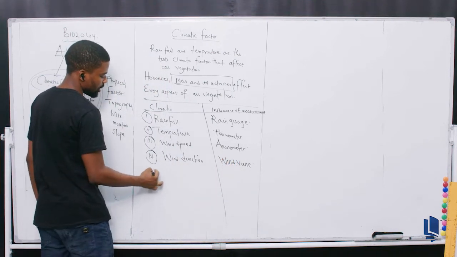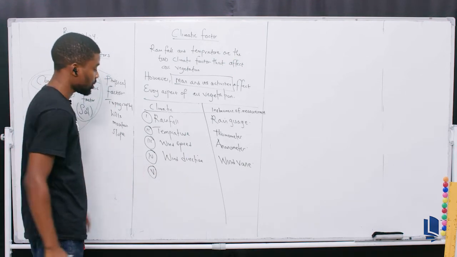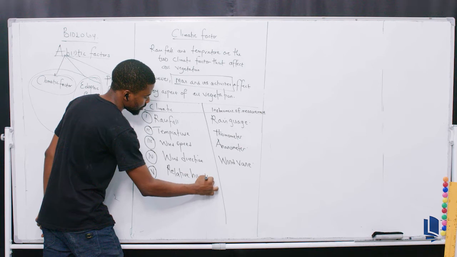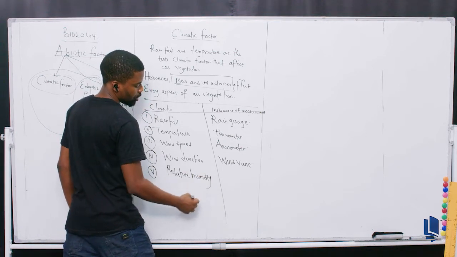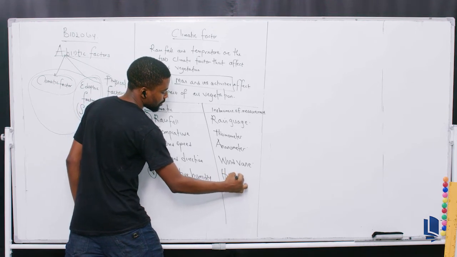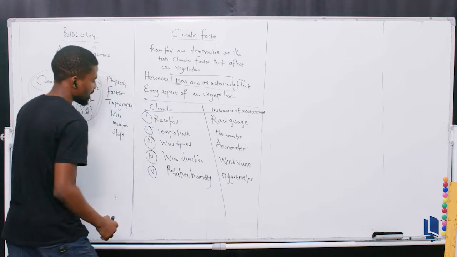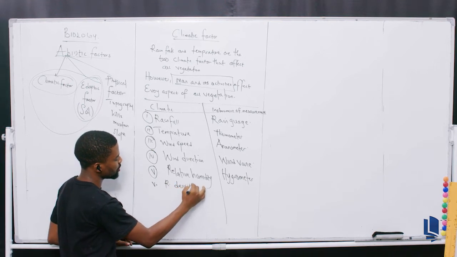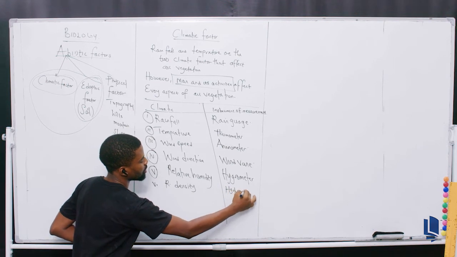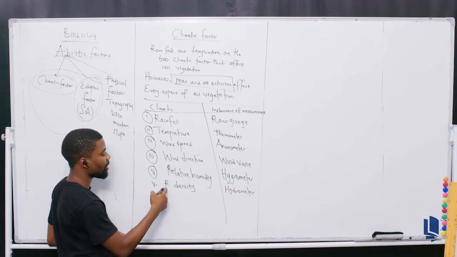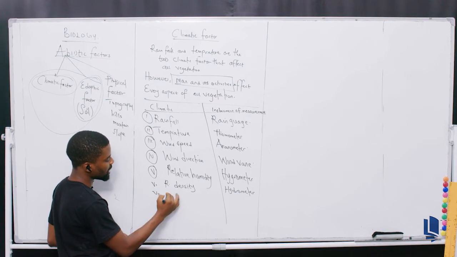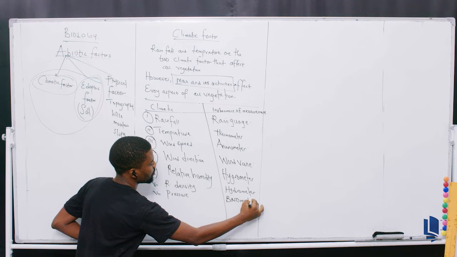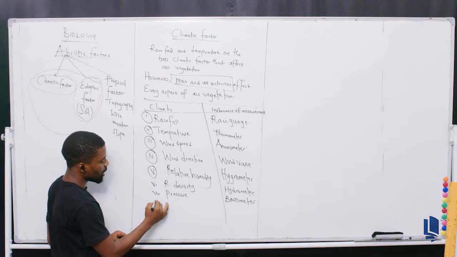Wind vane. And then we move on. We still have relative humidity. Humidity, we call it hygrometer. Then we have relative density. We call it hydrometer. Are we there now? This area represents relative density. Now, continue. We got pressure. Our answer is barometer.